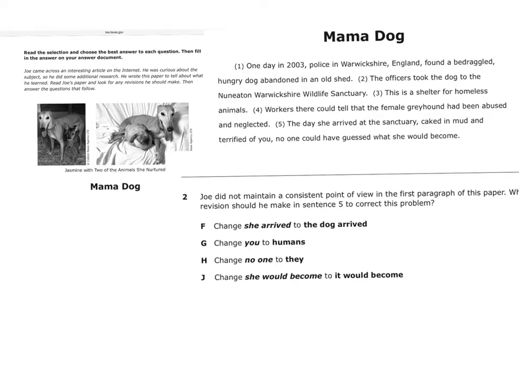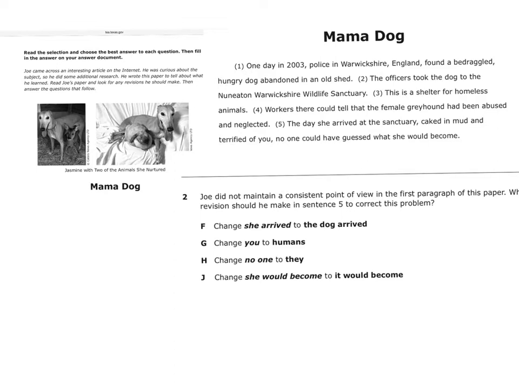Today we're going to be taking a look at some revising and editing strategies for your 7th grade STAR test coming up, your practice STAR test. So we are going to be talking about how this is different than a reading test. The main difference is the order in which you begin. So let's take a look at our directions real quick and then get to how to do this, a step-by-step process. So first of all, it says read the selection and choose the best answer to each question. Then you're going to fill in the answer in your answer document.